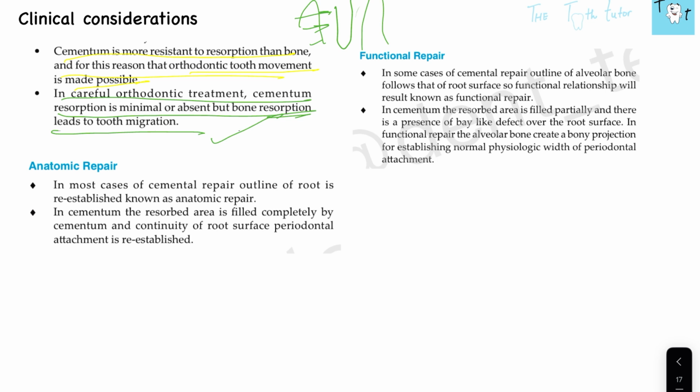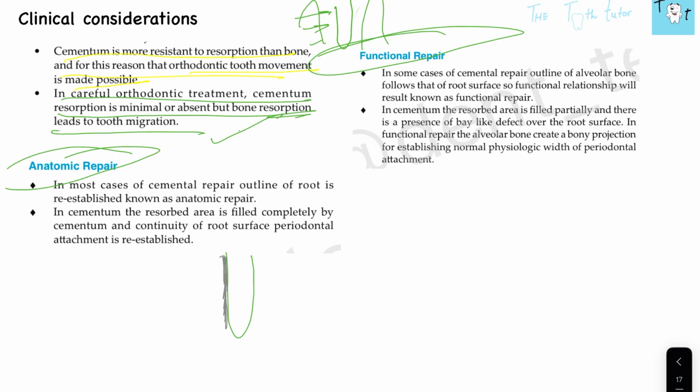There are two more clinical considerations: anatomic repair and functional repair. Anatomic repair is when something has happened to the tooth, and new cementum is formed in a way like the old cementum was. It just reestablishes the outline of the cementum, that is called anatomic repair. In functional repair, the cemental repair outline of the alveolar bone follows that of the root surface, so that a functional relation results. That is known as functional repair.